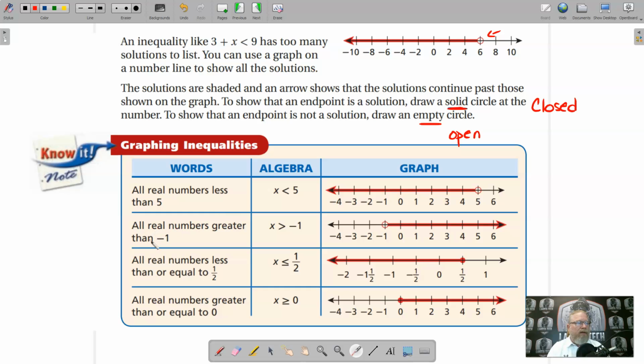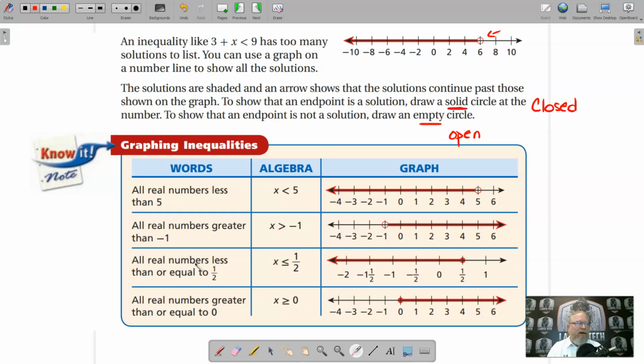Next one, all real numbers greater than negative 1. X is greater than negative 1. And I find negative 1 on the number line. Here it is. Everything greater than it is going to be to the right of the negative 1 on the number line. And I am going to highlight the arrow here to show that even all the values past 6 are also solutions. However, no half of an equal sign here, so that means that negative 1 is not a possible solution for this inequality. So I'm going to leave it as an open circle.